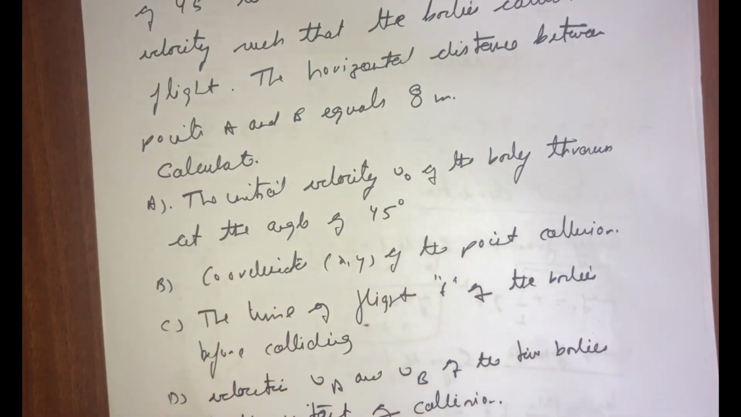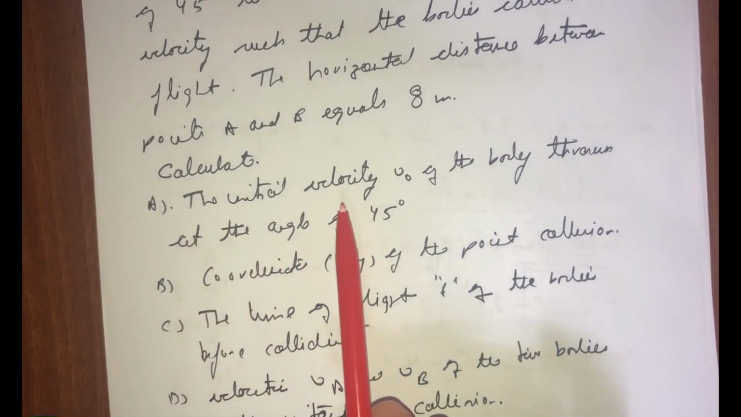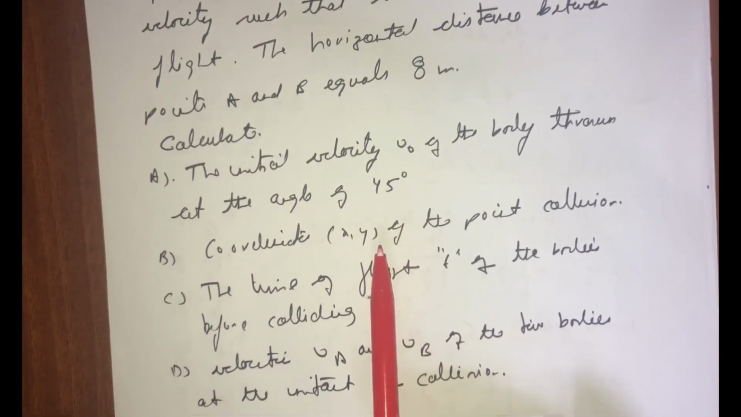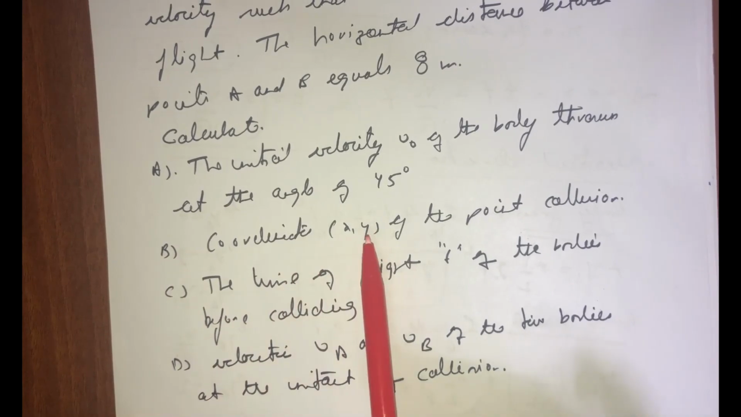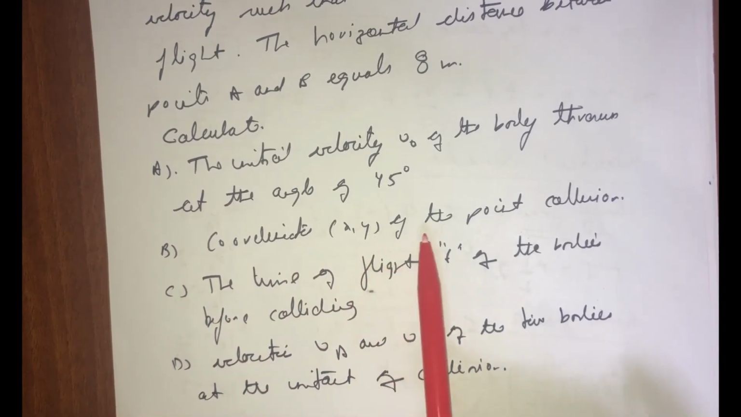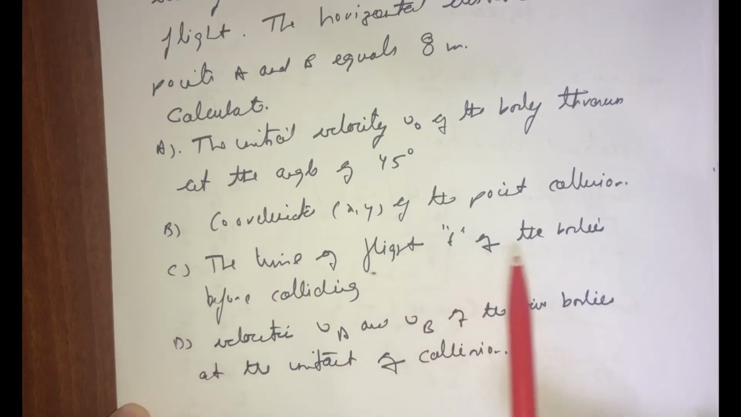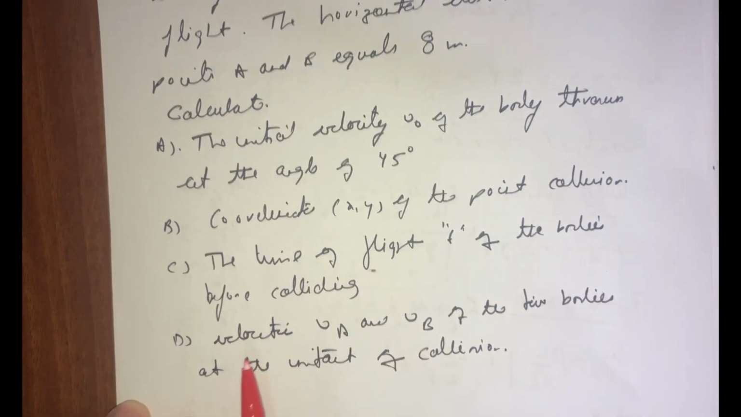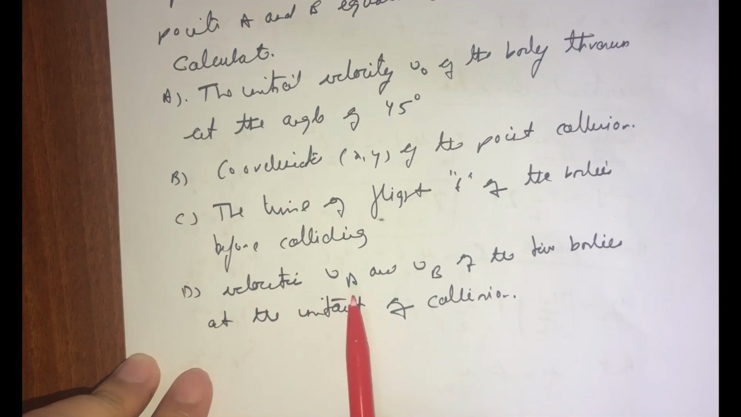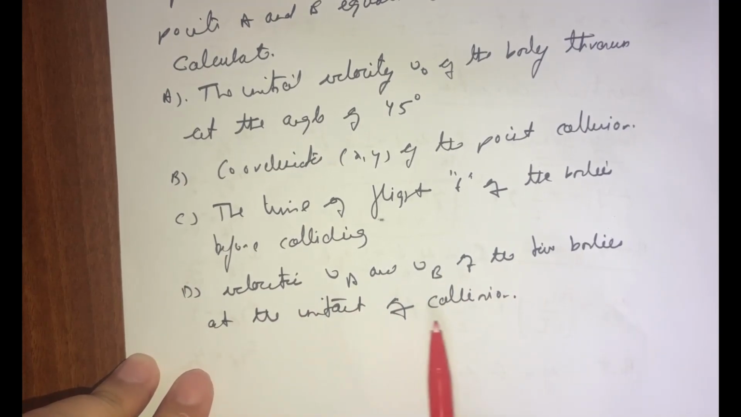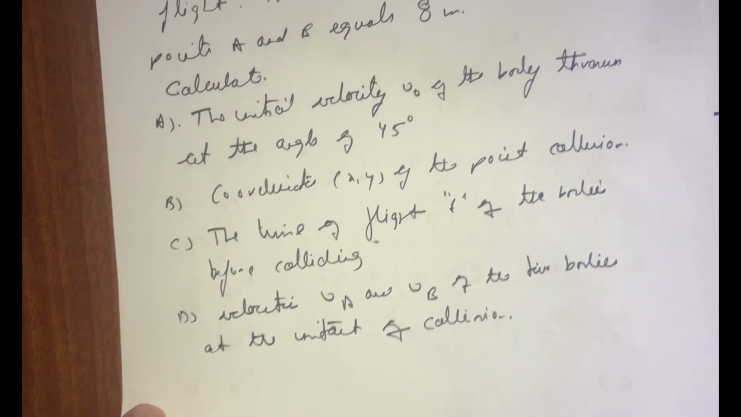Calculate. So we are supposed to find four things. First, the initial velocity v0 of the body thrown at an angle of 45 degrees. Second, the coordinates x, y of the point of collision. Third, the time of flight t of the bodies before colliding. And finally, the velocities vA and vB of the two bodies at the instant of collision.